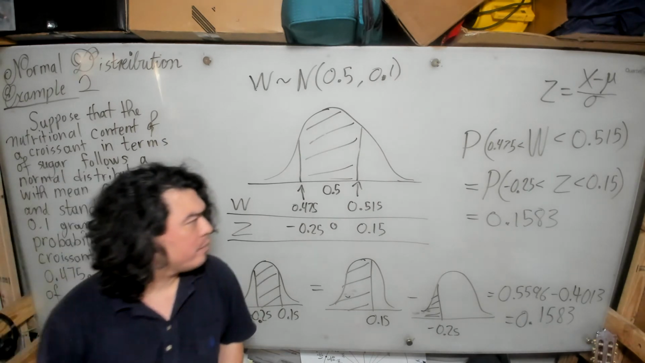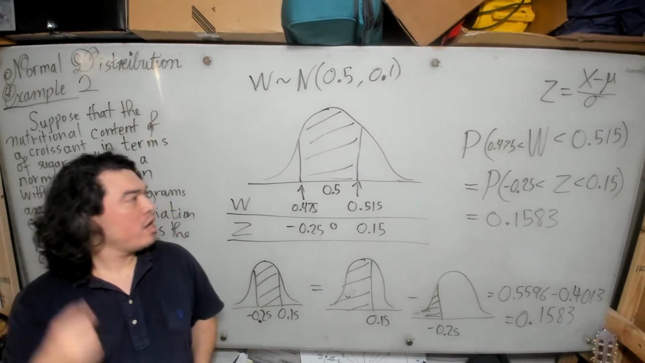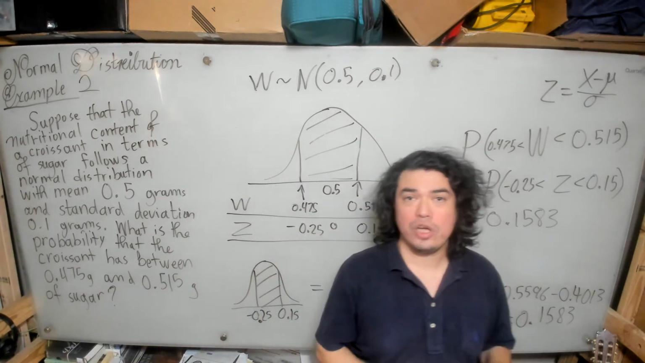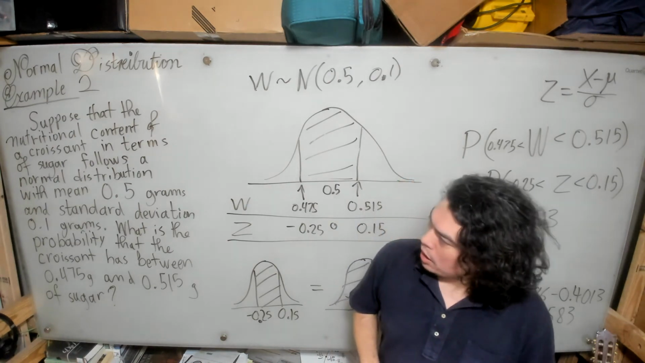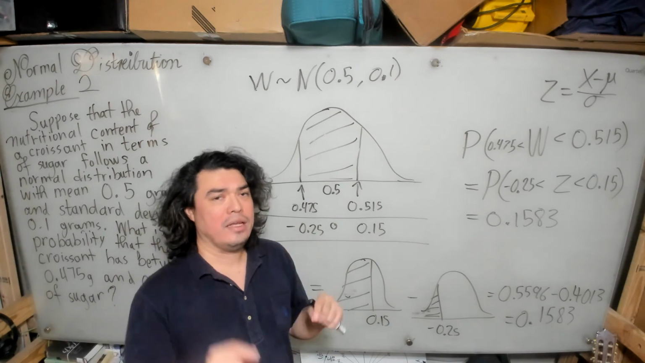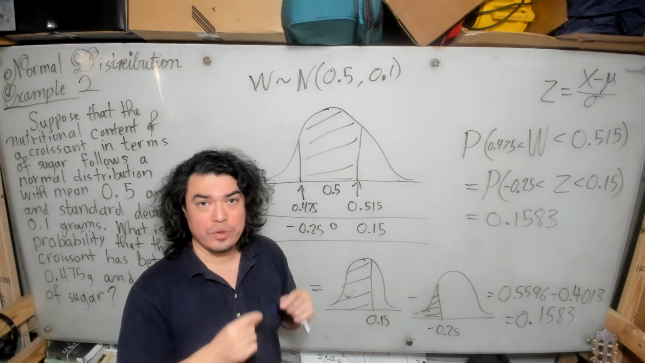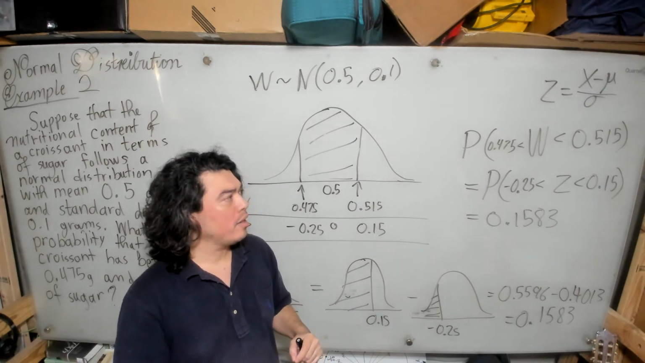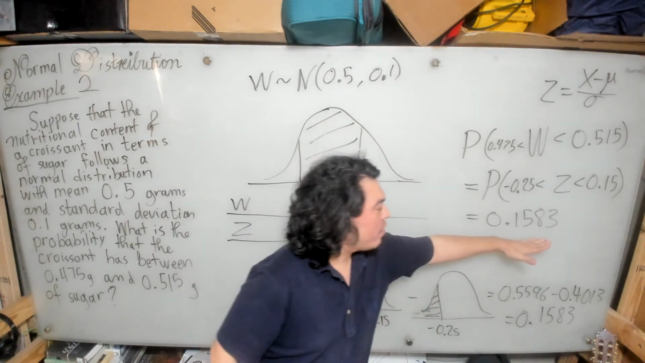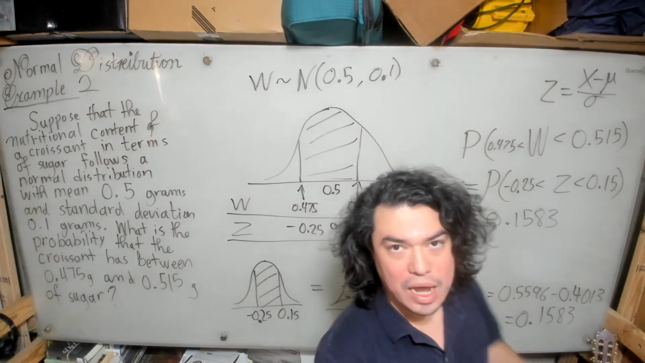So now we're finally in a position to state the solution of this problem. And that is that the probability that the weight of the sugar in a randomly selected croissant lies between 0.475 and 0.515 is 0.1583. Okay?